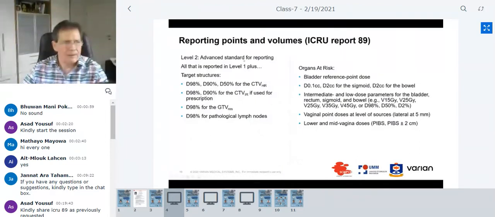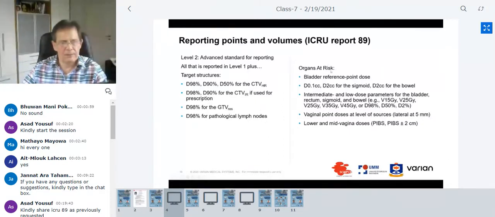Good, this is level 2, advanced standard for reporting. It includes all reporting points of level 1, but it adds some more DVH parameters from the target. So D98% and D90. D98% has been introduced because it's a little bit more stable, because it's not at this steep gradient as the D90. And we report this for the high-risk CTV, for the intermediate-risk CTV, there is D98 and D90, and also for the GTV, and also for the pathological lymph nodes.